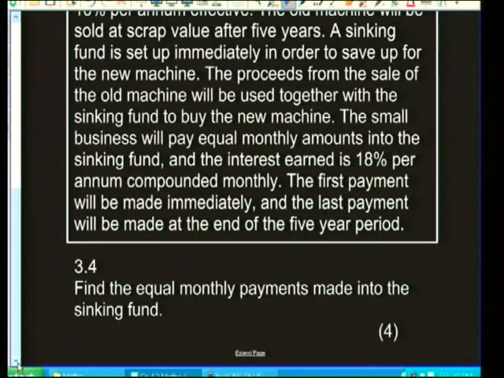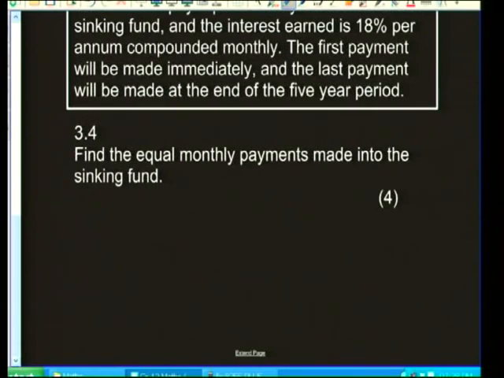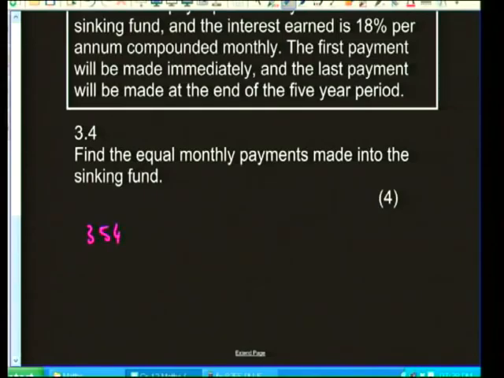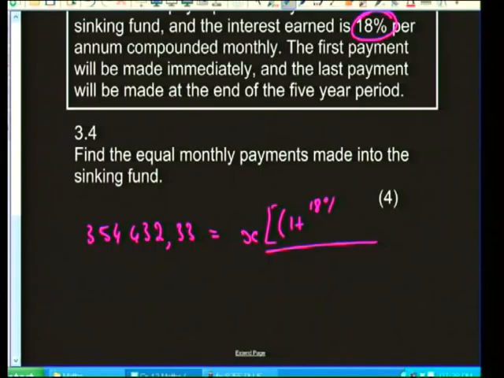Find the equal monthly payments made into the sinking fund. We need this money in the future. We're going to look for the future value. So, what were our numbers? Well, we needed 354,432.33, and we're going to be putting away X rands every month using our future value formula, 1 plus, and isn't this amazing? There it is. We can earn 18% compounded monthly. That's quite phenomenal in this day and age. But this is just an exam question, so let's go for it. Minus 1.